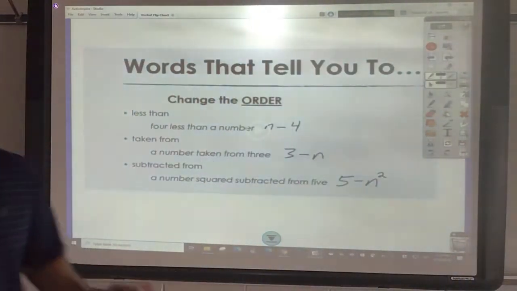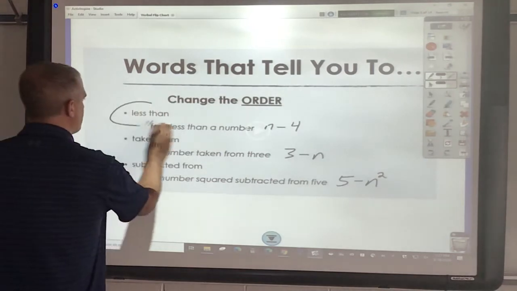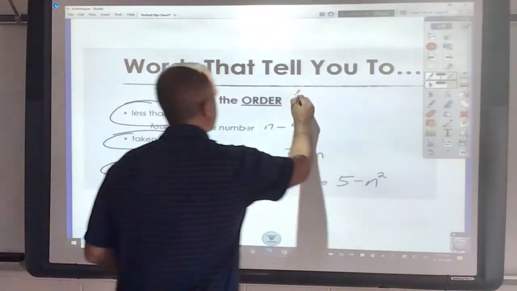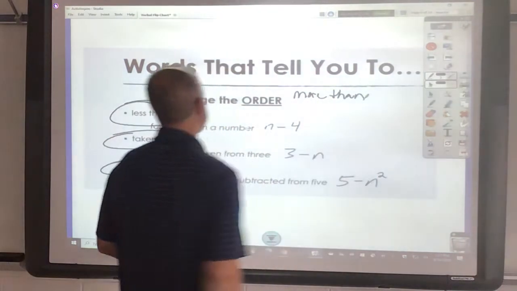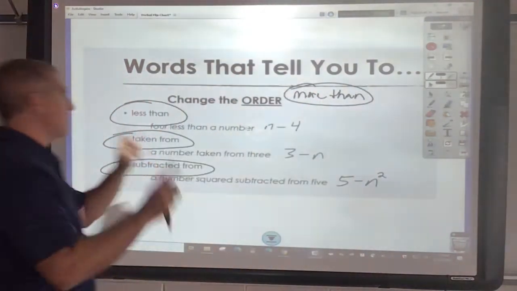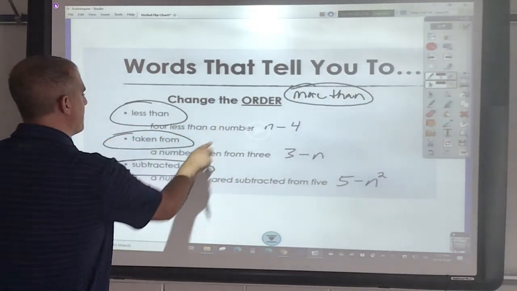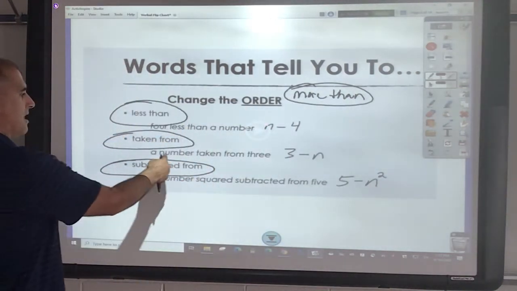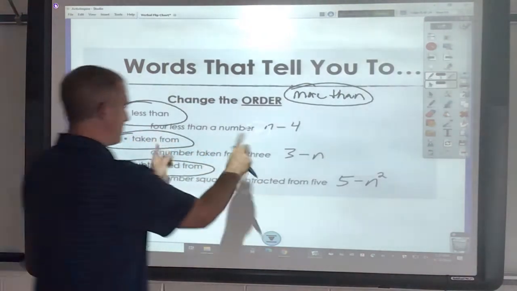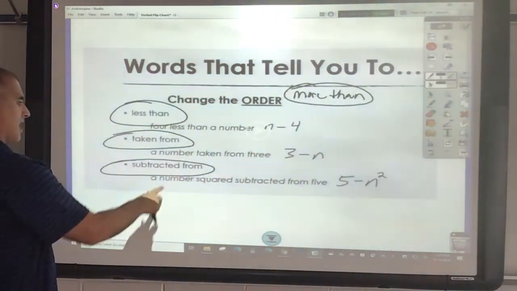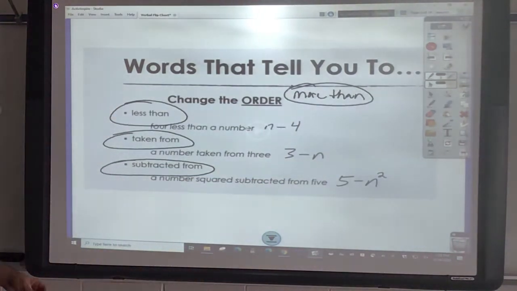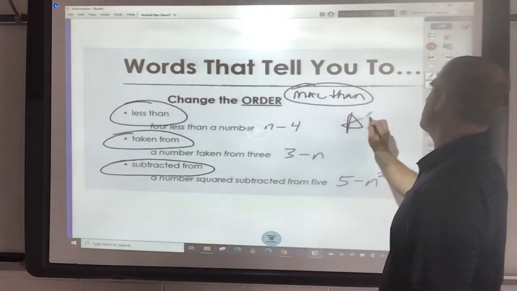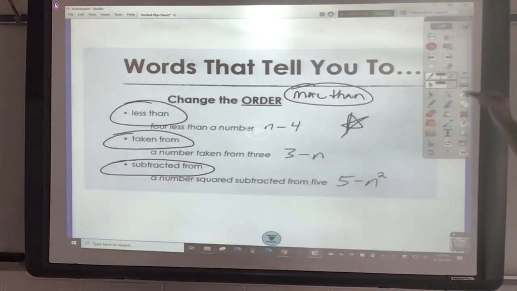Now, this is probably the main thing. These are words that I would super duper highlight, and I'm going to put more than in there as well. What it does is it flips the order. So when it says 4 less than a number, what that means is instead of the 4 being the first part, they switch spots. A number taken away from 3. Once again, the number part is over there, 3 is the beginning. A number squared subtracted from 5. A number squared subtracted from, so it flips. If you were to say what's the most challenging part of this, it's this part right here, getting this order.